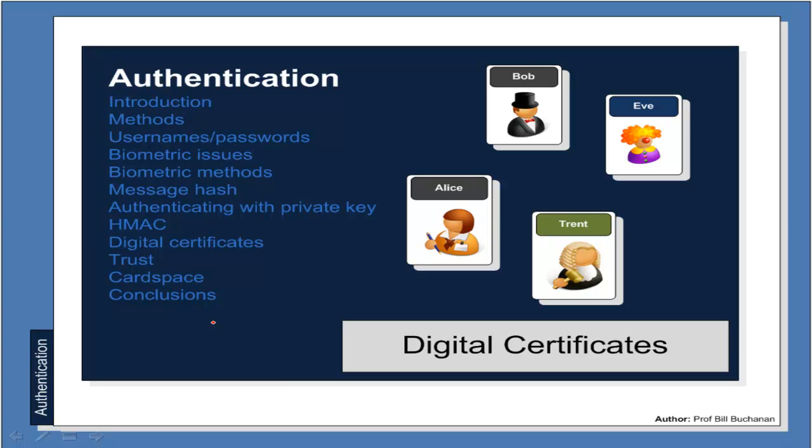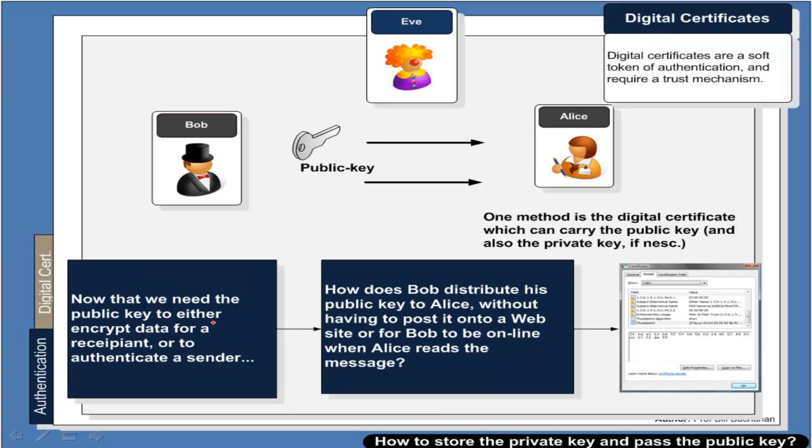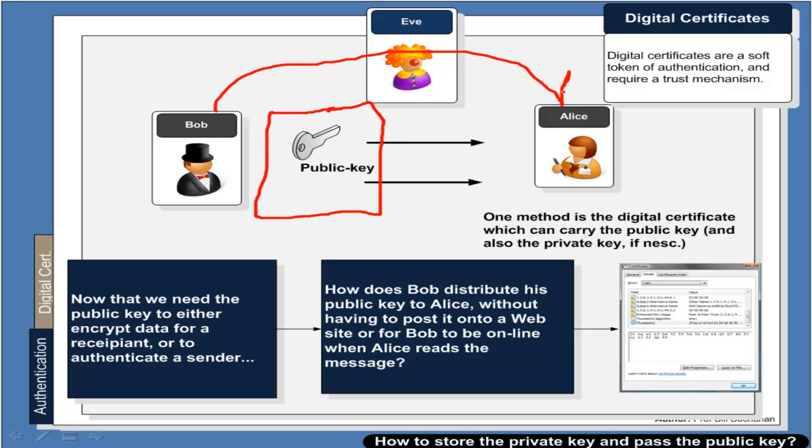Okay, in this part we'll look at digital certificates. So the major problem that we have now is how do we get the public key from one user to another? If Alice wants to send Bob a message, how does he get the public key to Alice?